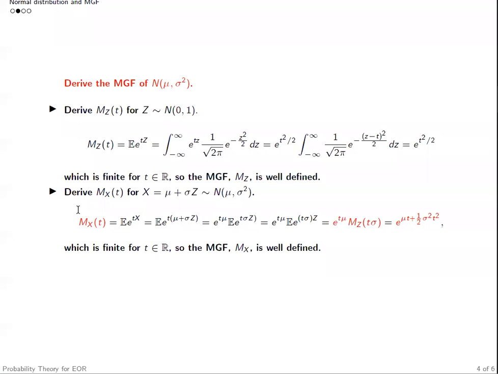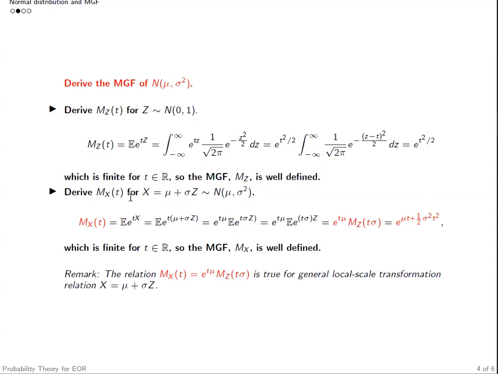Notice the key step here is to use the moment generating function of a standard normal distribution to calculate the moment generating function of a location scale transformed random variable. And this relation is true for a general location scale transformation. If we have random variables x and z following this relation, and their MGFs exist, then their moment generating functions will also satisfy this relation.